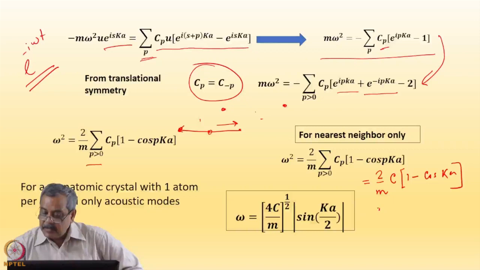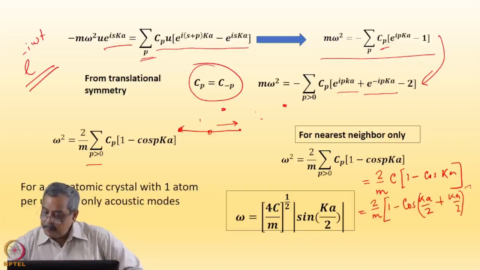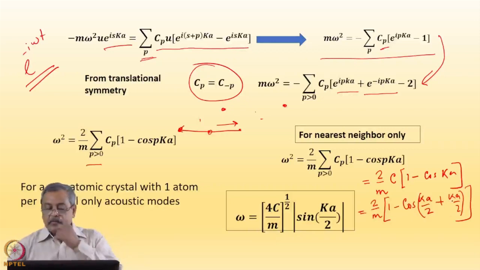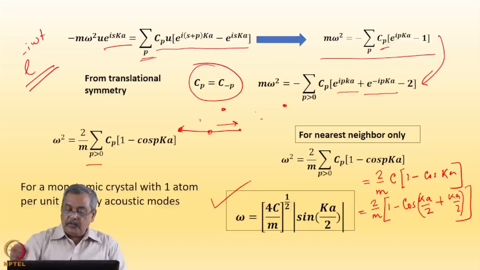And cos ka equals cos of k by 2 plus k by 2, sorry, let me write it clearly. And cos(a plus b) is cos square k by 2 minus sin square k by 2. And finally, it is very easy to show that the solution is omega equal to (4C by m) to the power half, times sin k by 2.